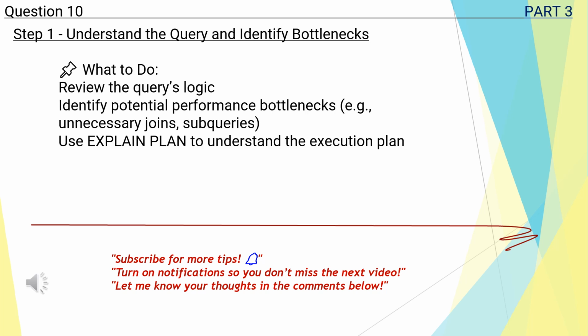The first step in SQL query tuning is understanding the query and identifying any performance bottlenecks. Review the query's logic carefully and look for unnecessary operations such as redundant joins, subqueries, or complex calculations. A good practice is to use the explain plan statement to analyze how the database engine executes your query.